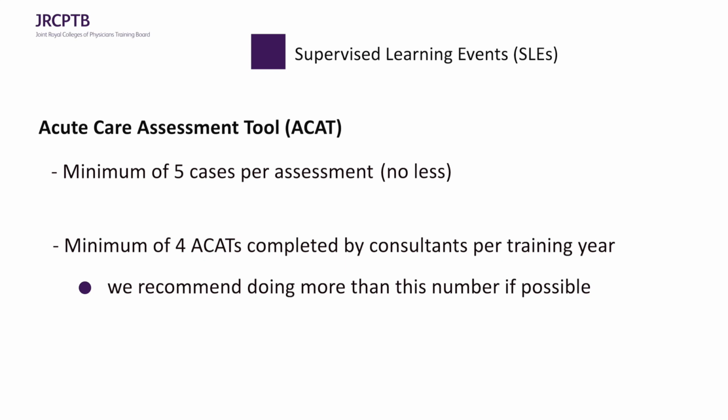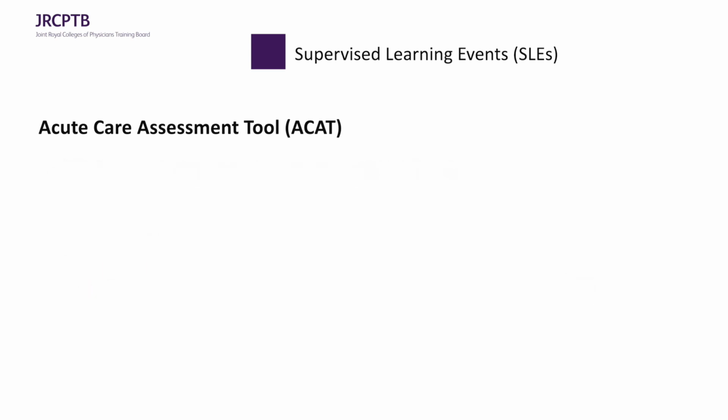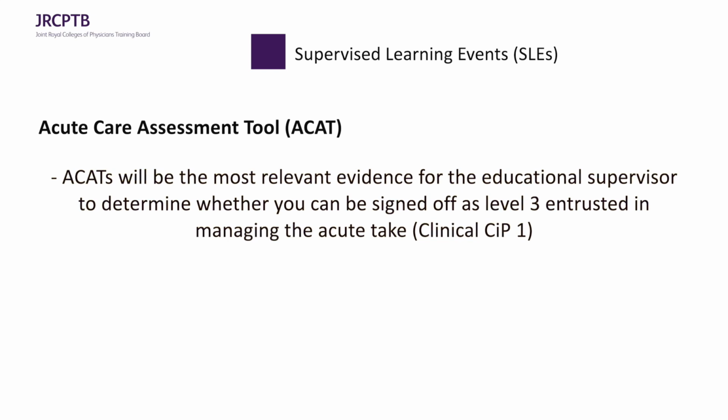You require a minimum of 4 ACATs each year of IM Stage 1, but we would recommend obtaining more than the minimum. This is because ACATs will be one of the most important forms of evidence that your educational supervisor will use when determining whether your level of entrustment for clinical SIP1 can be rated at level 3. This is critical for enabling you to progress through to IM Year 3.